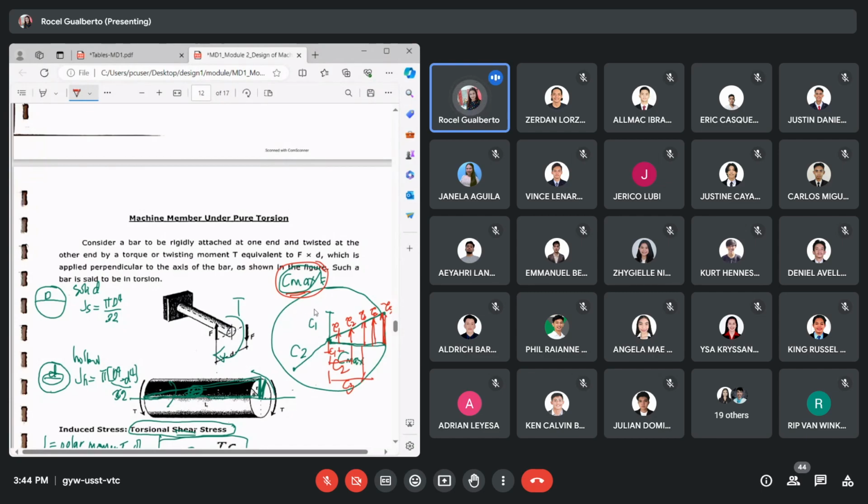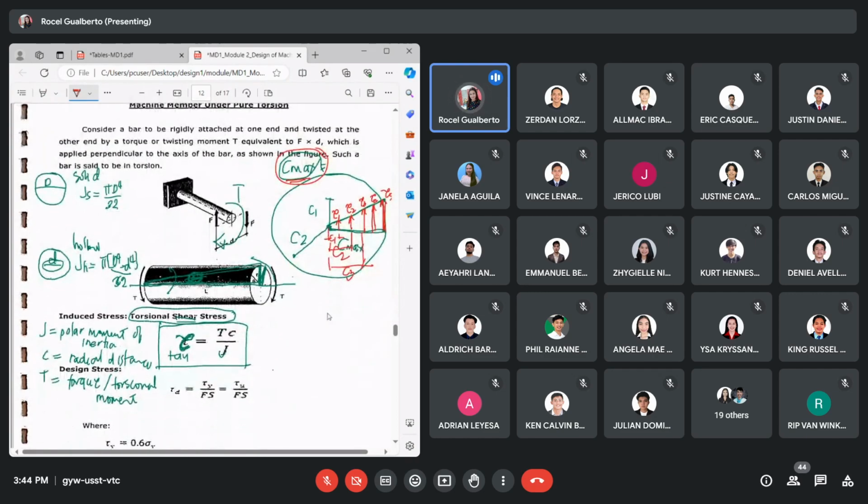Okay? So, yun po yung gagawin natin ngayon. Now, let us derive the maximum torsional shear stress for a solid shaft. For a solid shaft, ano po yung J natin for solid? Pi d to the fourth divided by 32. And then, what about naman po yung C maximum? Ano yung C maximum if that is a solid shaft?